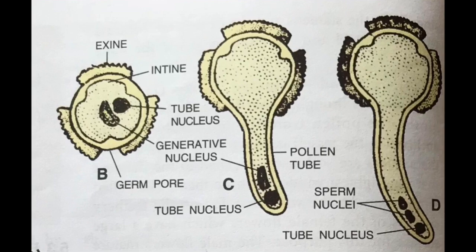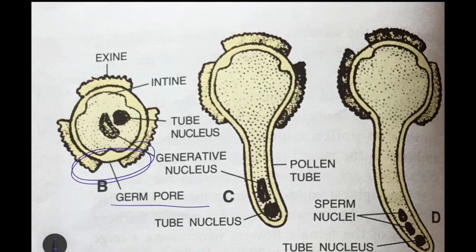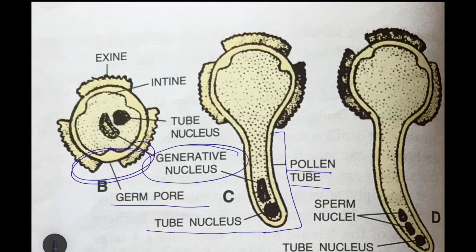Now, through a point in the pollen grain, that is the germ pore that you see here, a pollen tube starts growing out. So the pollen tube becomes long, okay? And at the tip of the pollen tube, what do you see? You see the tube nucleus and the generative nucleus.